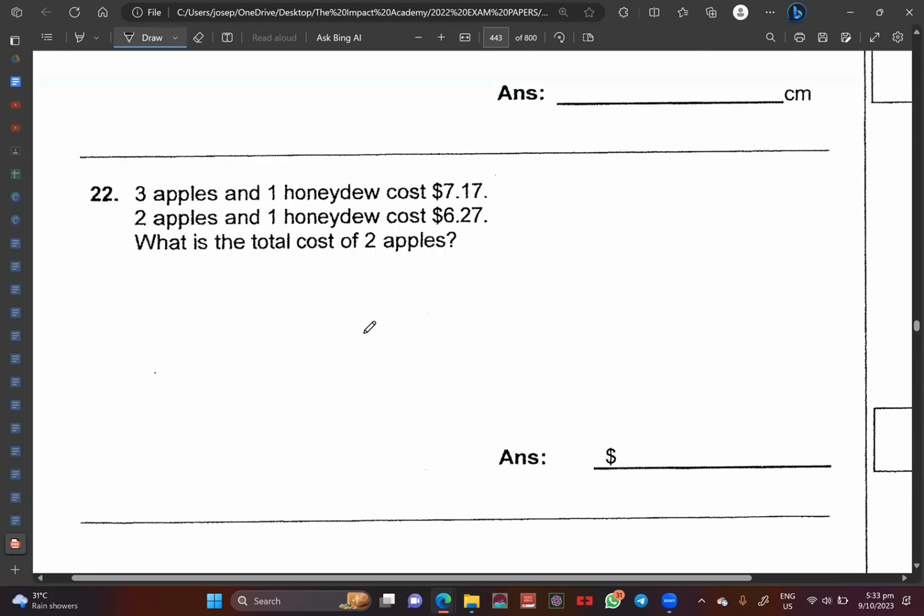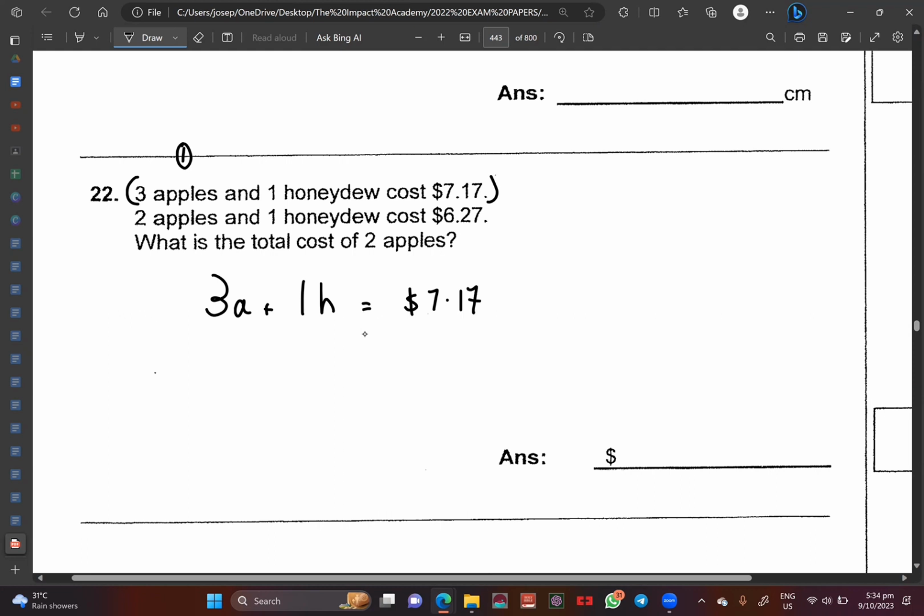Now, how to solve a question like this? As you can see over here, it says that 3 apples and 1 honeydew cost how much? $7.17, right? So this is sentence number 1. So we are going to say 3A plus 1H. We will just put H as honeydew. Is that okay? All right, it's actually equals to how much?